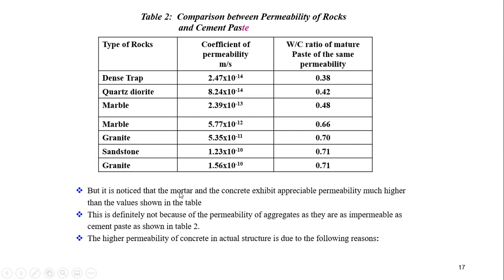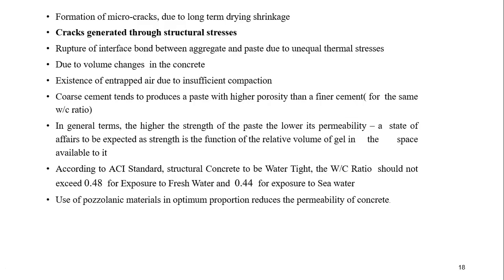But it is noticed that mortar and concrete exhibit appreciably higher permeability than the values shown in the table. The higher permeability of concrete in actual structures is due to the following reasons. Formation of micro cracks, cracks generated during structural stresses, is an important point; that's why I have highlighted it. Rupture of the interface between aggregate and paste due to volume changes. And coarse cement tends to produce paste with higher porosity.